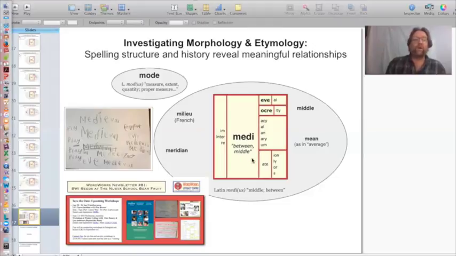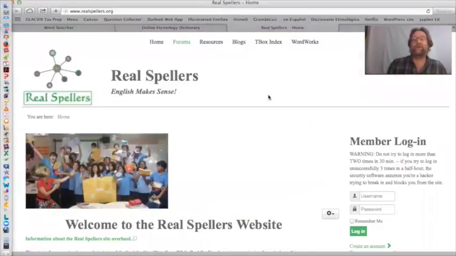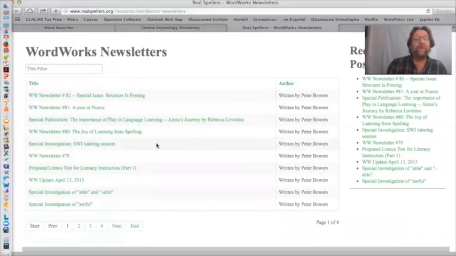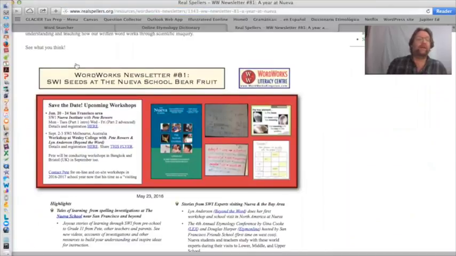Later on, one of the students' moms sent me an email with this picture, and what she told me in the email was that her kid had come home and gave them an entire lesson on this word medieval, and you could see how many times she wrote out this word just for fun at home. She was writing out words like play and playing, because she was teaching them about morphological structure with other words that they've done. So if you're interested in following that story, if you go to Real Spellers and you look for the newsletters, you can find number 81, A Year at Nueva, right here. And that's where you will find that medieval story in more detail.